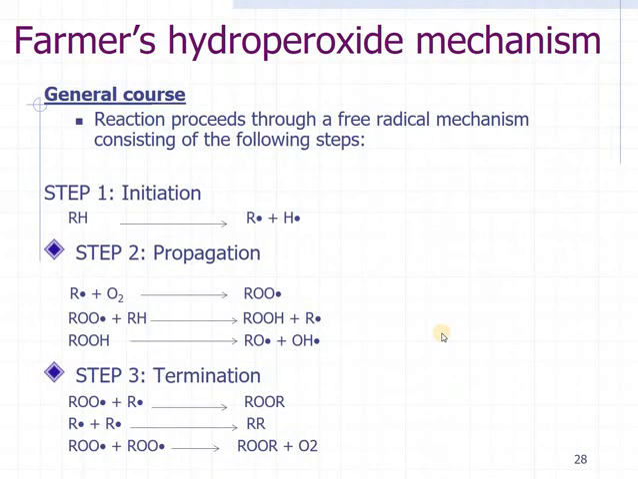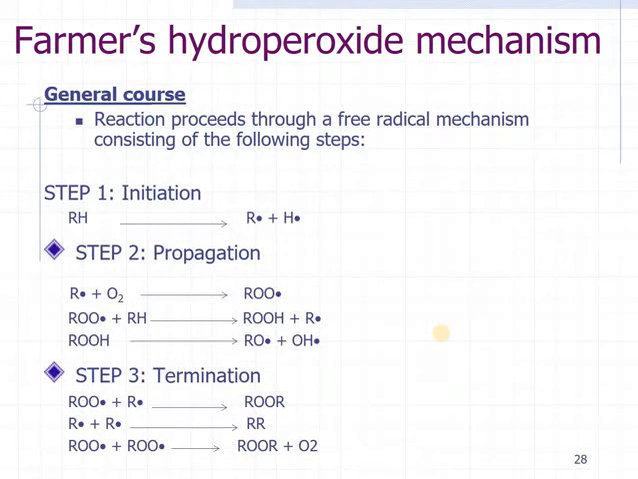So the lipid oxidation mechanism goes via what we call a free radical mechanism, which contains a few steps. The major steps are 3, and then there are also sub-steps within the major steps, and this is known as the Farmer's hydroperoxide formation mechanism.